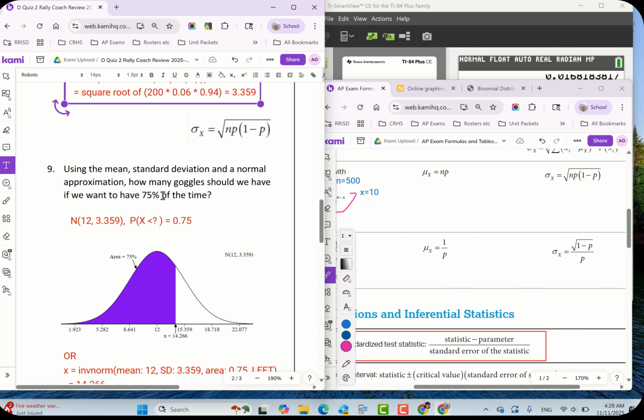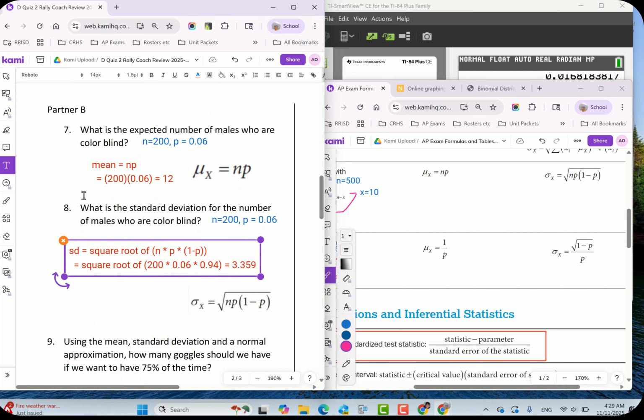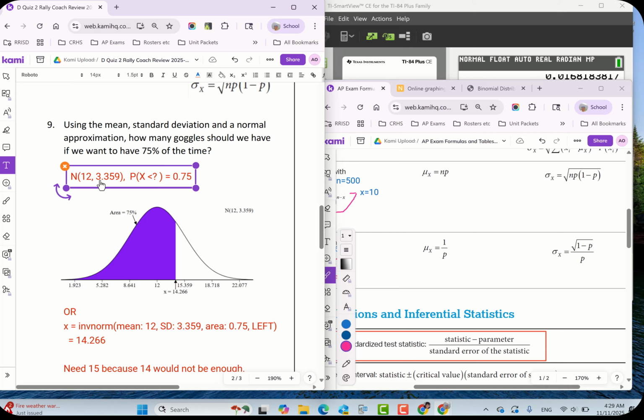Your copy does say enough. All right, so we have this mean. So we have 12 and 3.359. So there's my normal distribution. And then notice I just did the less than. The reason I did the less than is that a normal distribution is continuous, so I can say exactly.